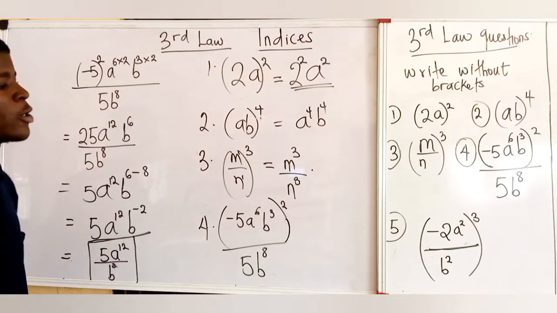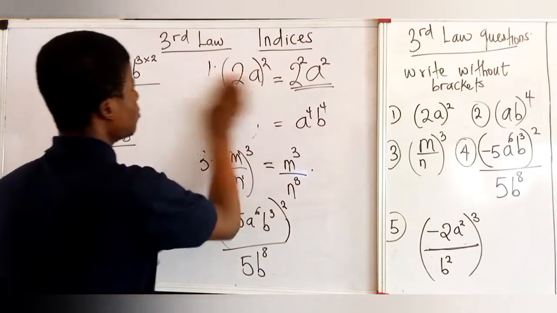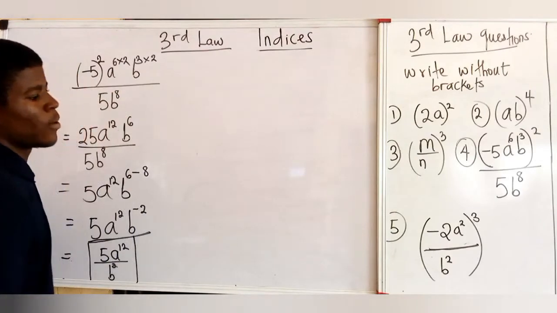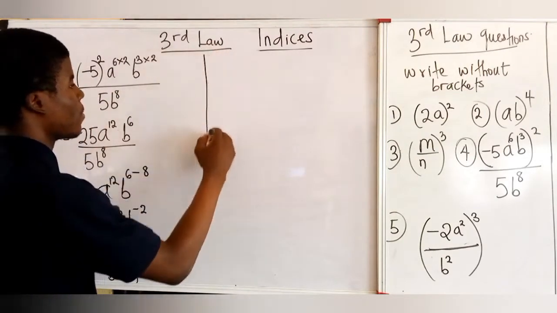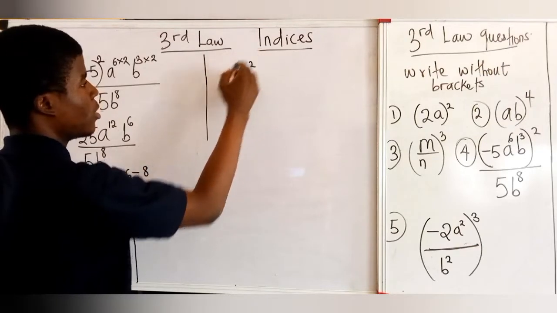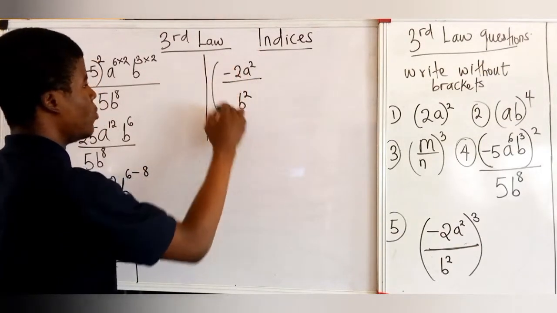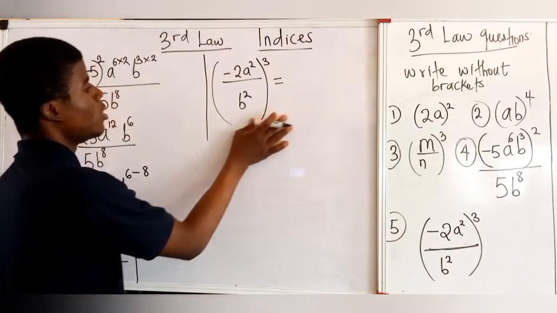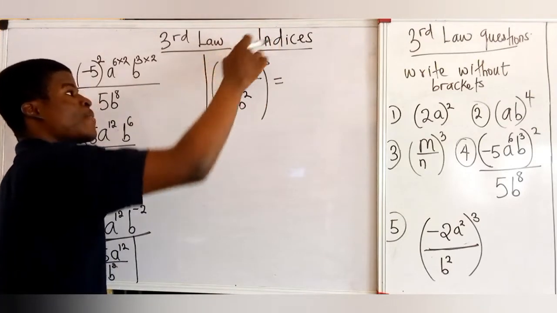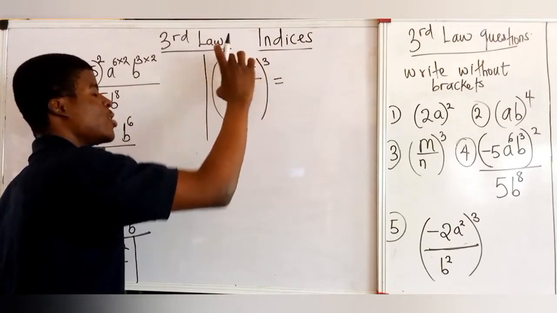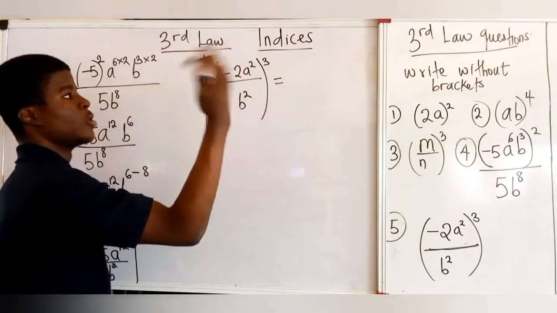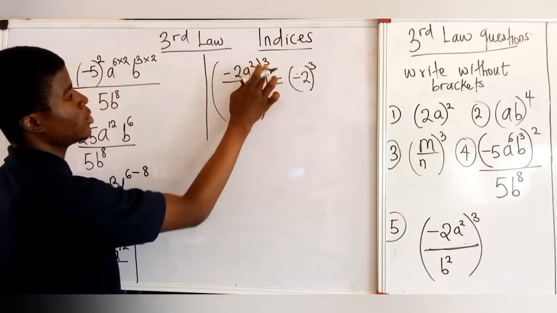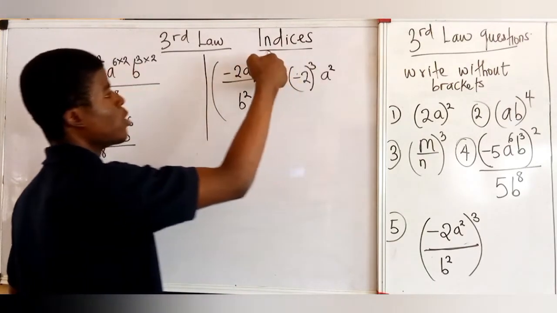Question 5. Minus 2a squared over b squared, all raised to power 3. We have to write that without bracket. The same thing we did here, we are doing it here also. So the general power here, which is 3, will affect each of the individual terms in both numerator and denominator. So this is it. Minus 2, we have the power of 3, that's this one. Then a squared, we also multiply this 3.